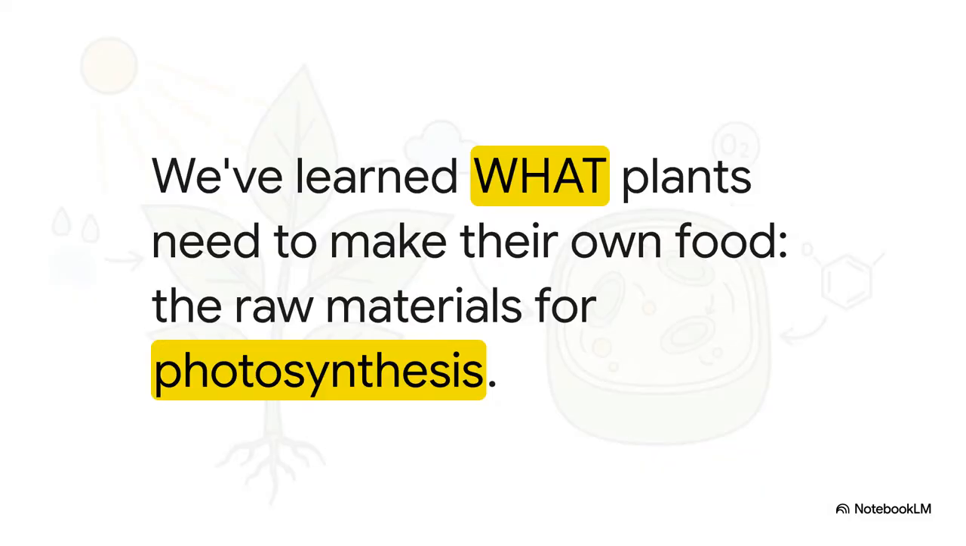All right, so let's do a quick revision of what we have learned today. We've learned that plants are autotrophs, which means they can make their own food. The process they use is called photosynthesis. And for this process to happen, they need four essential things. What are they? Sunlight, chlorophyll, carbon dioxide, and water. Simple enough, right?